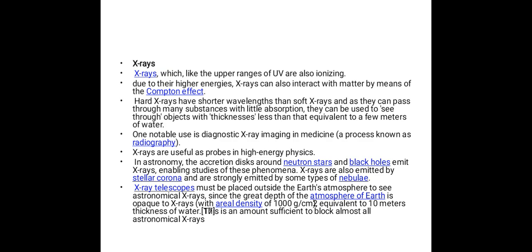In astronomy, the accretion disks around neutron stars and black holes emit X-rays, enabling studies of these phenomena. X-rays are also emitted by stellar corona and are strongly emitted by some types of nebulae. X-ray telescopes must be placed outside the Earth's atmosphere to see astronomical X-rays, since the great depth of the atmosphere of Earth is opaque to X-rays, with areal density of 1000 grams per square centimeter, equivalent to 10 meters thickness of water. This is an amount sufficient to block almost all astronomical X-rays.